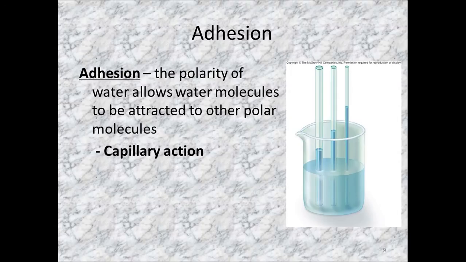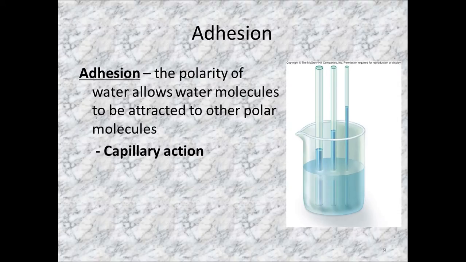When adhesion and cohesion work together, you have capillary action. Capillary action is what allows water to move against the pull of gravity. So, for instance, if you're talking about plants, it's what allows water and nutrients to move from the roots into the leaves. If you're talking about a paper towel, it's what allows paper towels to absorb water. It's what allows your Coke to move up your straw.